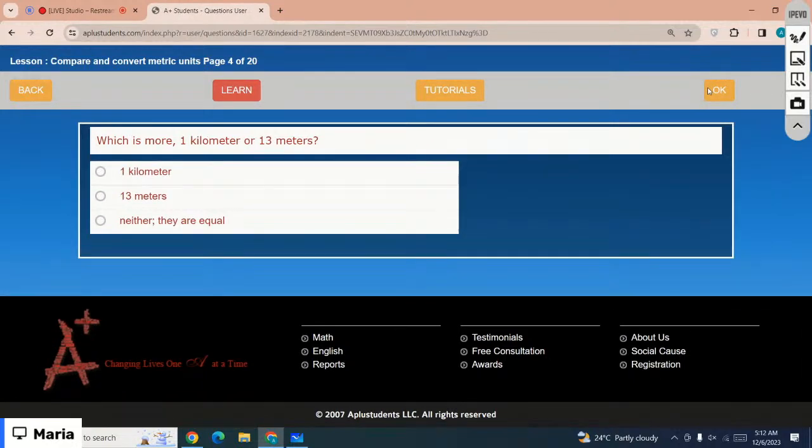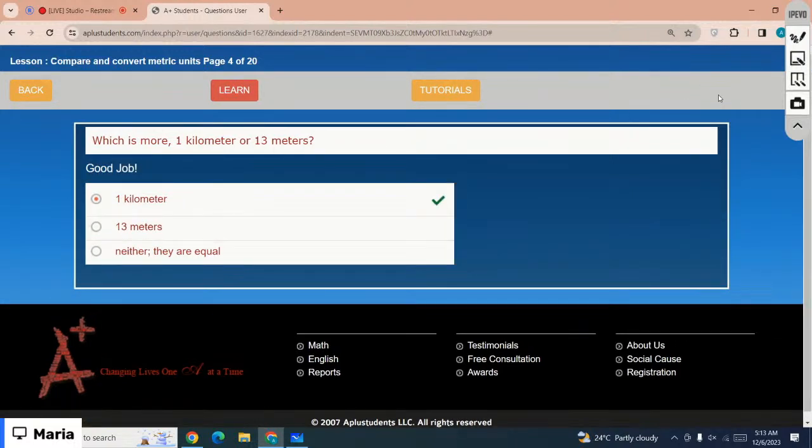Which is more, 1 kilometer or 13 meters? Yes, very good. 1 kilometer is more because 1 kilometer equals 1000 meters. So 1000 meters is more than 13. So the correct option is 1 kilometer. 1 kilometer is more than 13 meters.